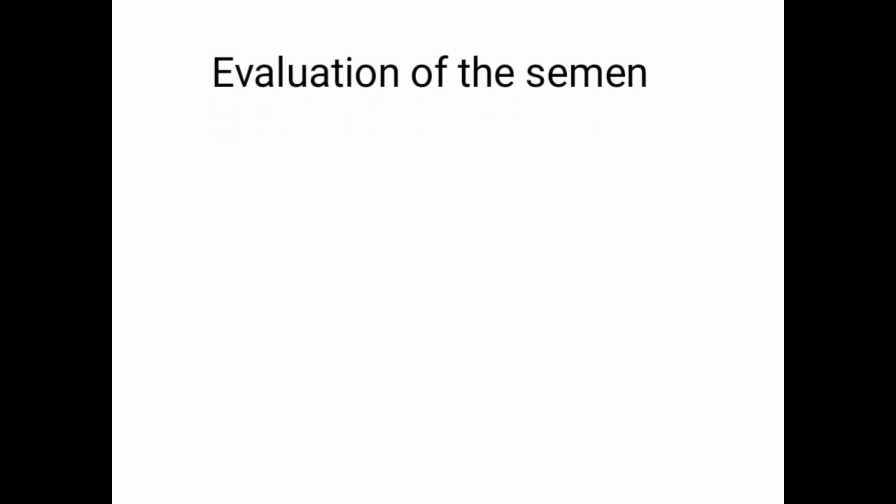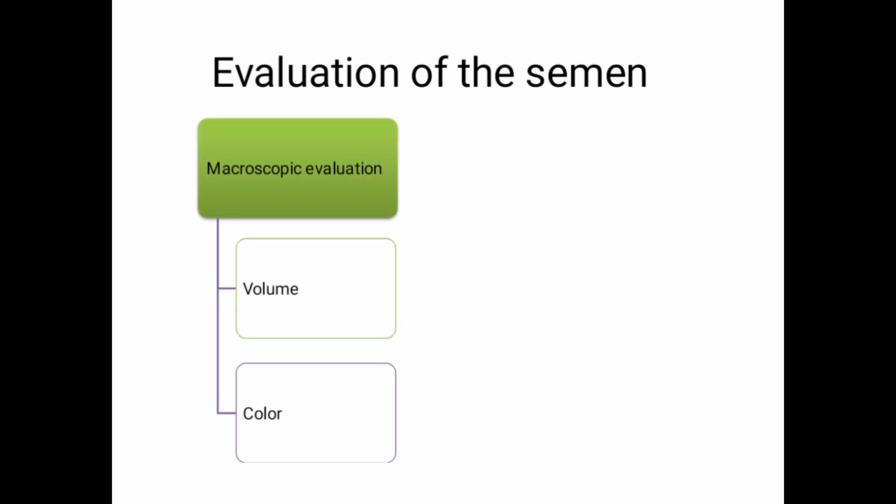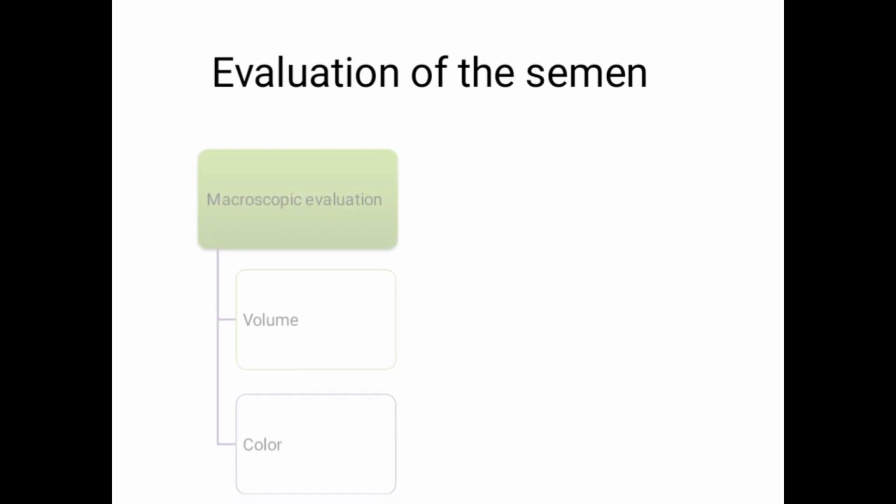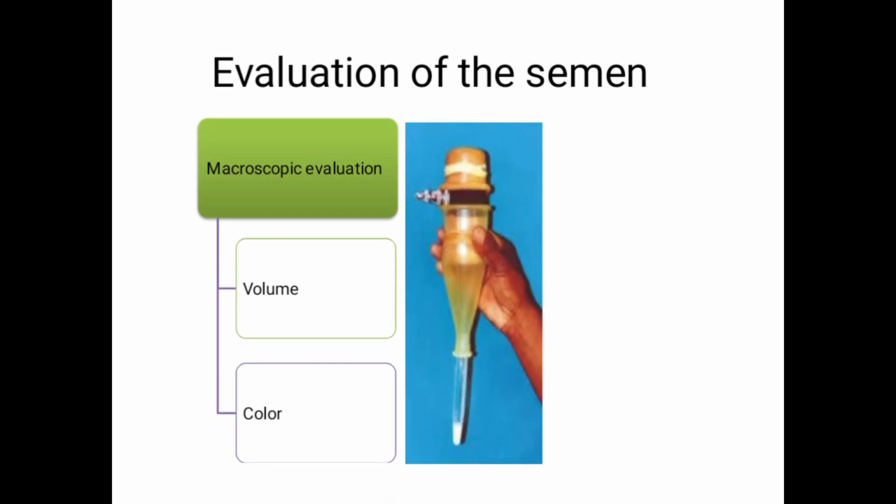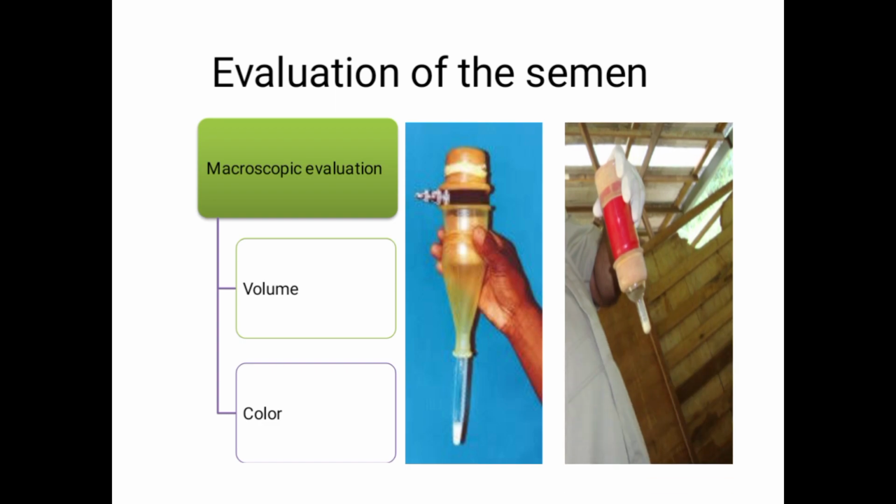However, the evaluation of the semen consists of two parts. One is macroscopic evaluation, or gross evaluation, or visible evaluation of the quality of semen, which includes two parameters, volume and color. The other is microscopic evaluation, which will be discussed later in this video. In volume, as discussed earlier, 2 to 8 milliliters for the bull is considered normal, while the volume from each species varies, and color should be milky white or off white.